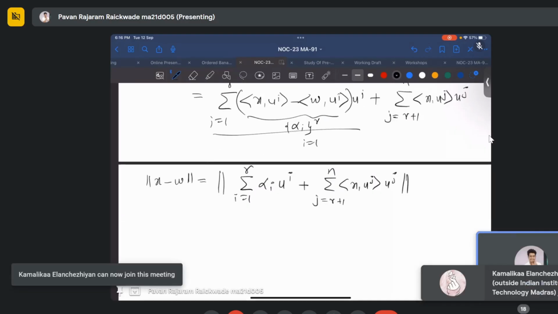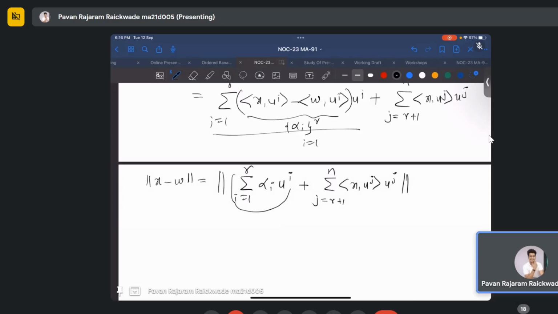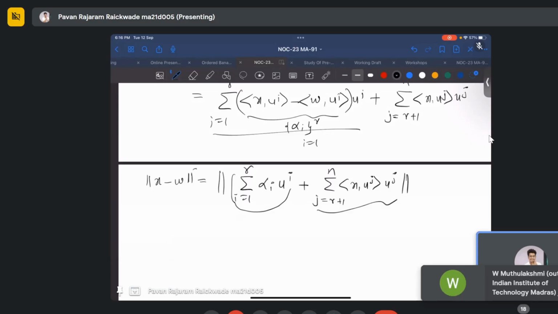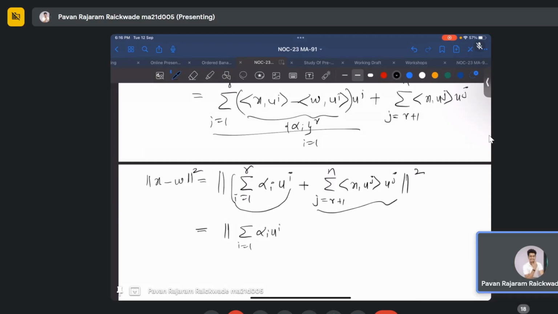Yes. But now you observe, because the ui's are orthonormal bases, this element is in the span of u1 through ur, and this element here is in the span of ur plus 1 through un. That means these two elements are orthogonal to each other, right? Hence, by Pythagoras theorem, if I take squares, this will be the first term squared plus the second term squared.